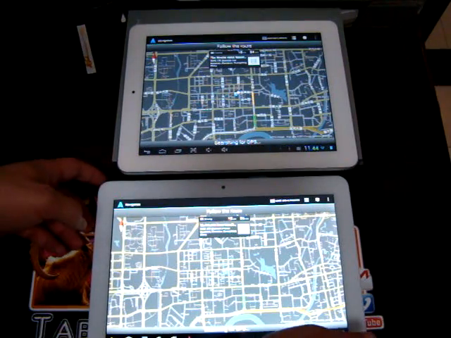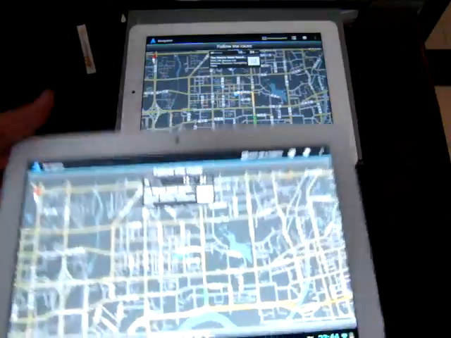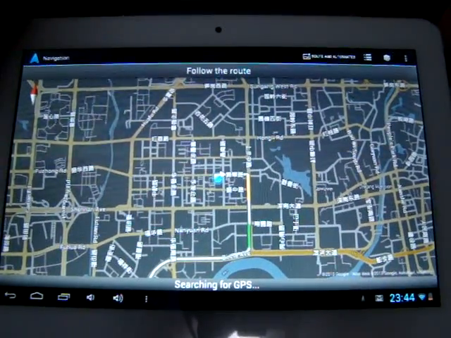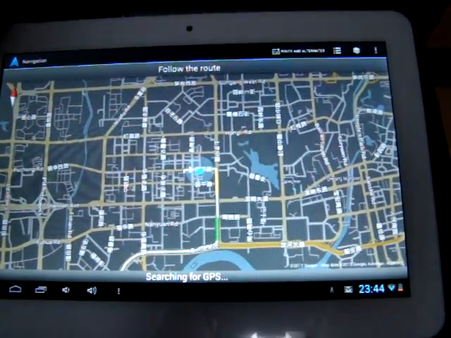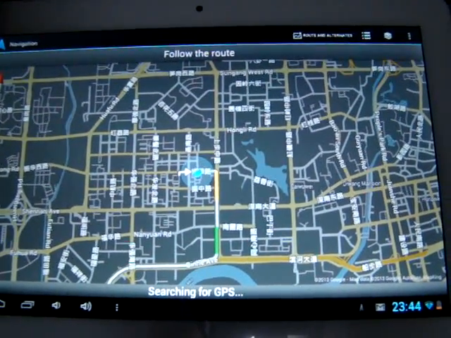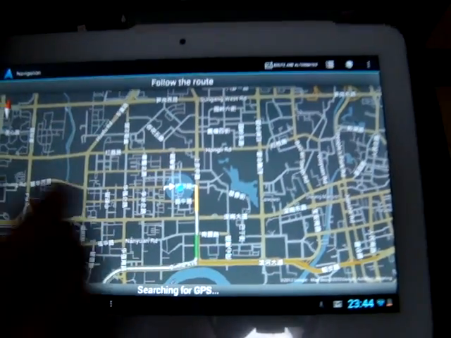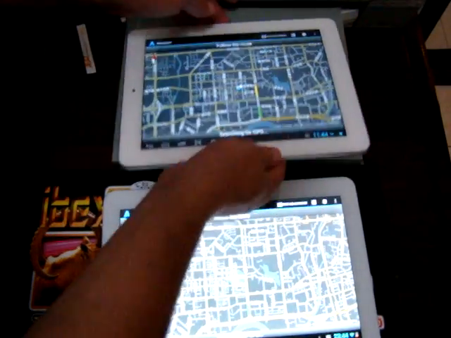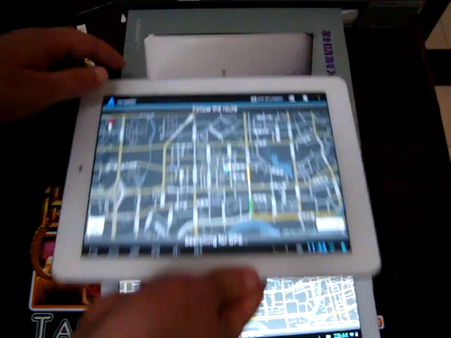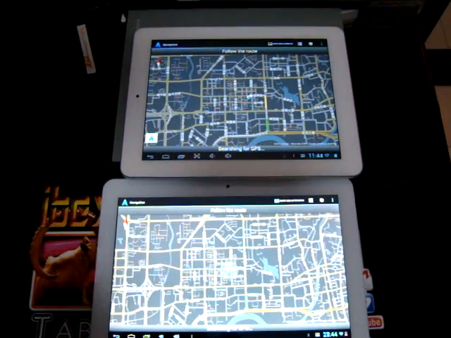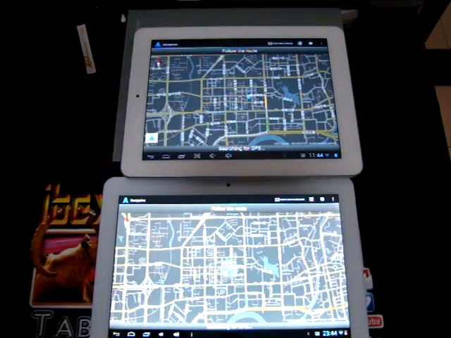So Flytouch 10, there are the results. Follow the route, so it gives you, it's actually searching the GPS. So yeah, see the blue button there? So this is where we're going, and then if we were driving, then it would tell us how to get there. And same here. So there we go, it looks like it's working. I don't know what else you guys want me to show you, but there it is.